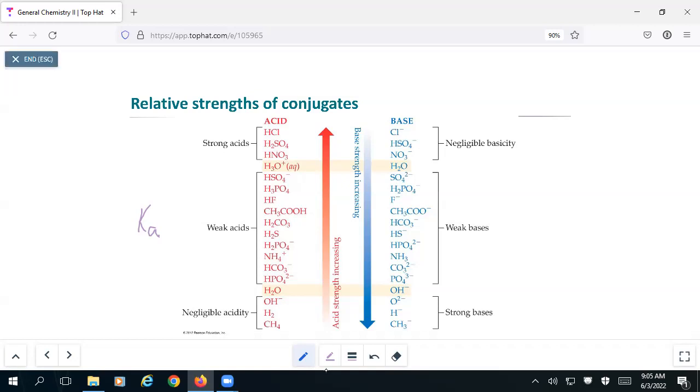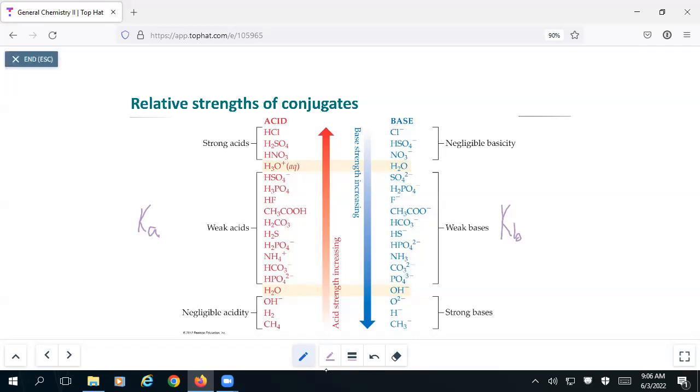And similarly, for weak bases, we have a value called Kb, the equilibrium constant for bases. That tells us essentially the same thing. The bigger the value of Kb, the more basic the substance is.